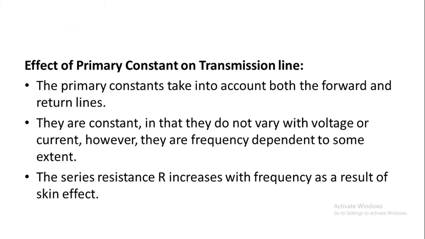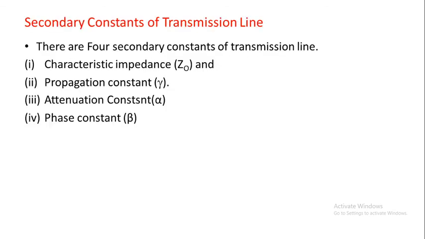Next, what is the effect of these primary constants on the transmission line? The primary constants take into account both the forward and return lines. They are constant in that they do not vary with voltage or current. However, they are frequency independent only to some extent. The series resistance R increases with frequency as a result of skin effect.